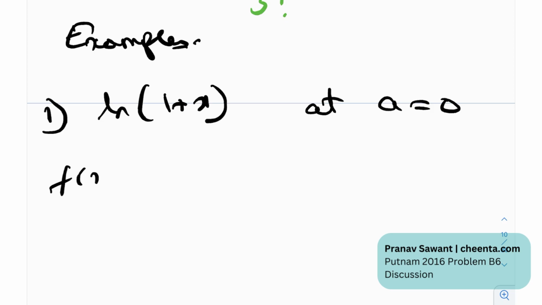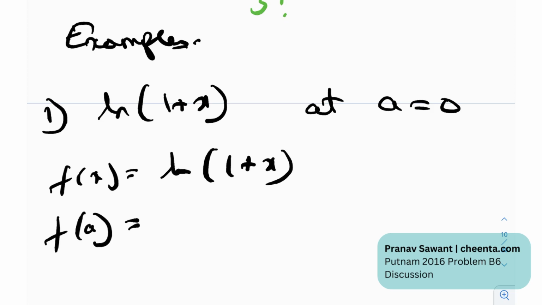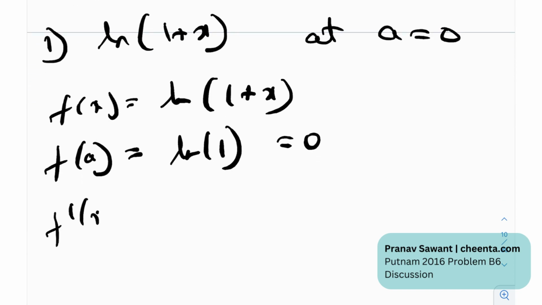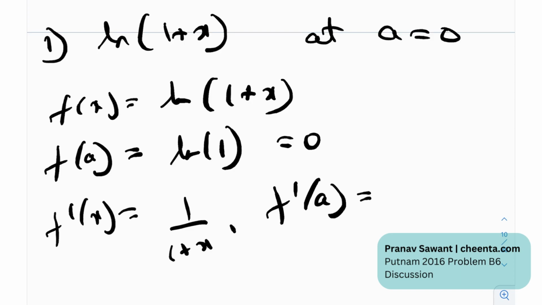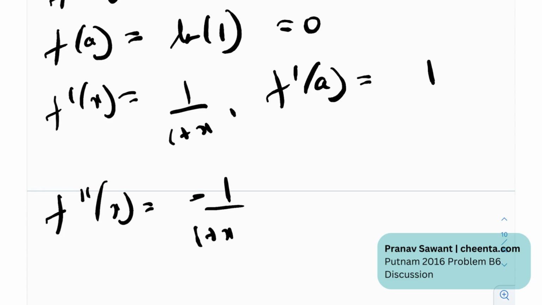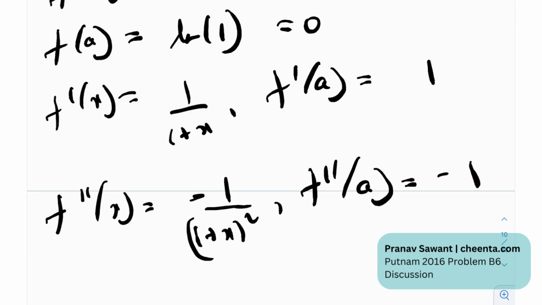So what is f of x? f of x is ln(1 plus x). What is f of a? f of a is obviously at x equals 0, so there will be ln 1, which is 0. What is f prime x? It is 1 by (1 plus x). What is f prime a? It will be 1, at x equal to 0. What will be f double prime x? It will be negative 1 divided by (1 plus x) whole squared. And what will be f double prime of a? It will be negative 1.